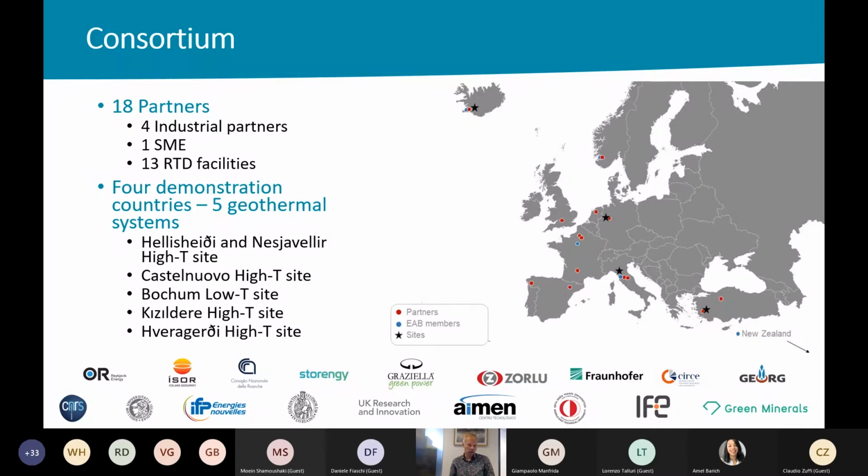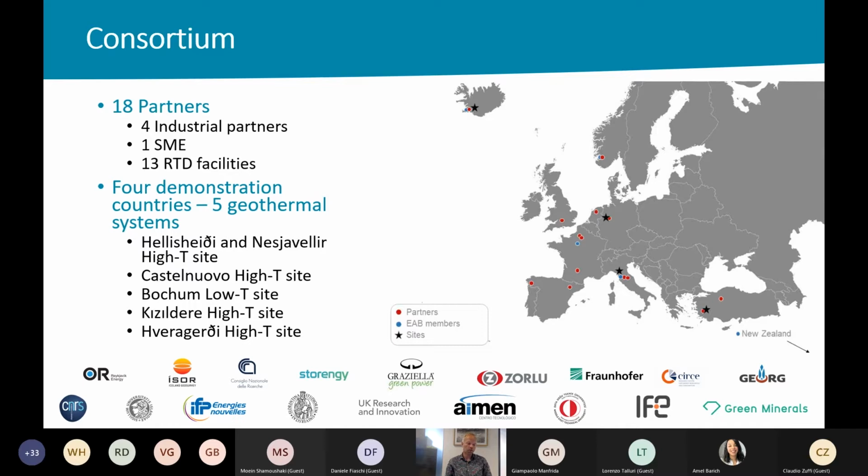In Iceland, nowadays, we have 3 systems, the Hellisheiði and Nesjavellir high temperature power plants, and we have a smaller system in Hveragerði, which is a site that was taken into the project at a later stage, where we are going to test a few methods.